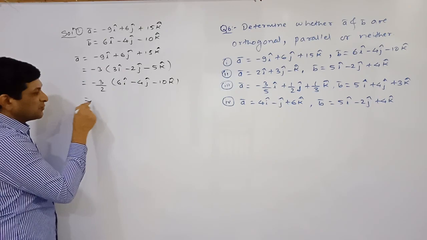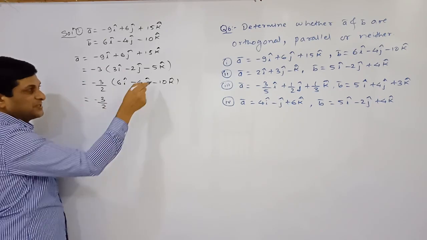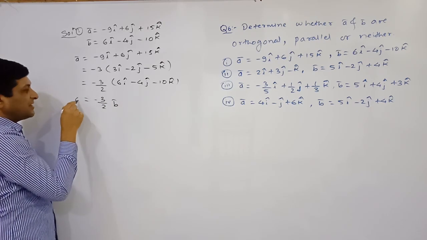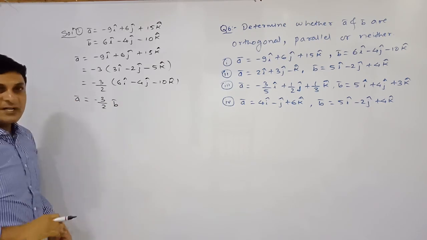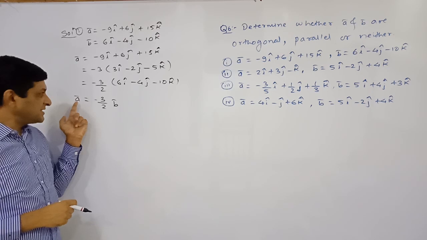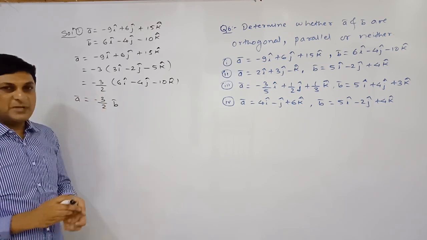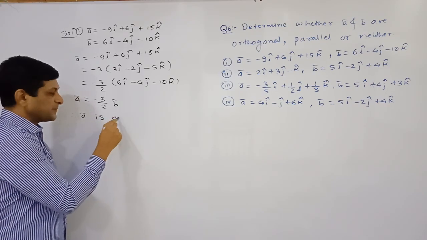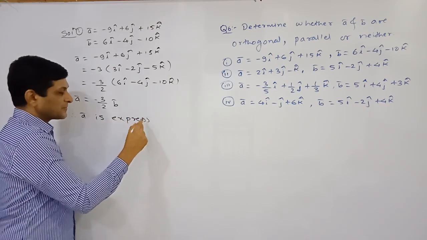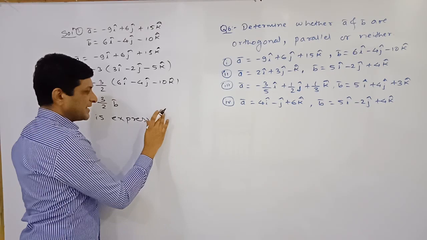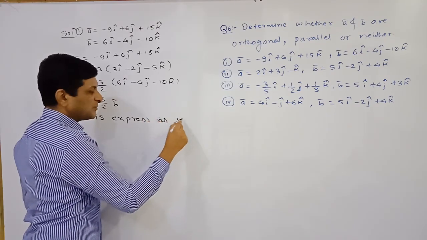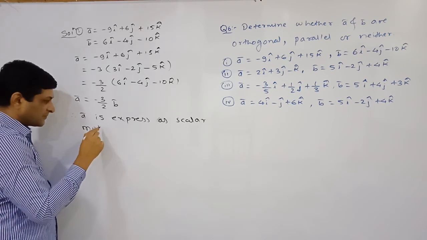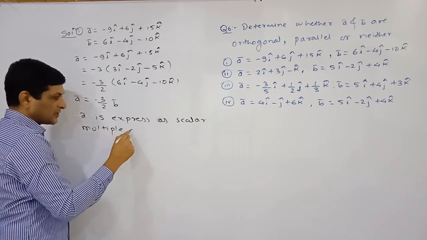So which is equal to minus 3 by 2, keep it as it is. This whole term is nothing but the value of B bar. On this side, A bar, keep it as it is. Now what important result have we got here? A bar is expressed as a scalar multiple of B bar. So therefore, A bar is expressed as a scalar multiple of B bar.